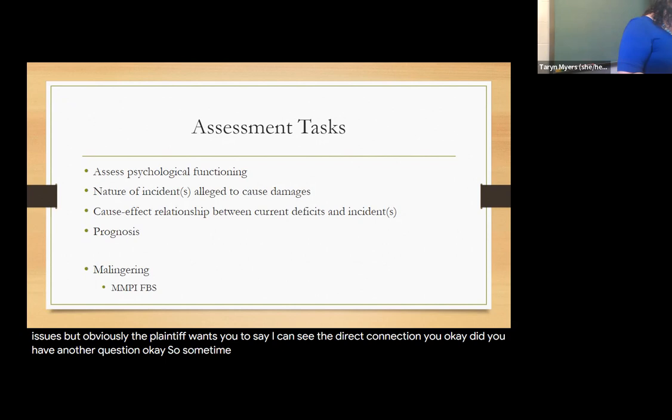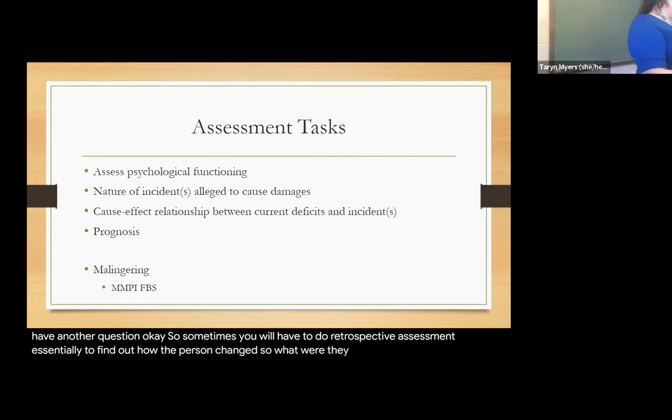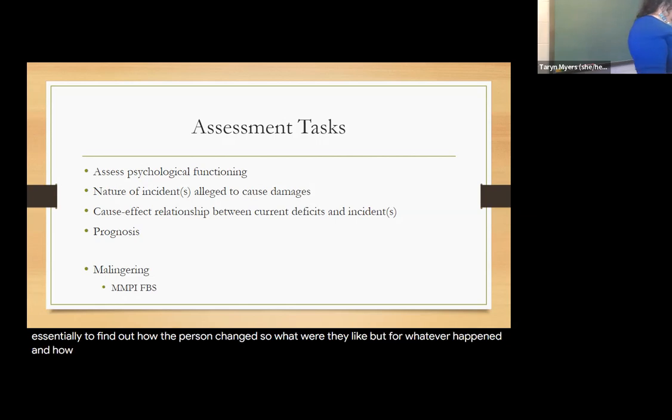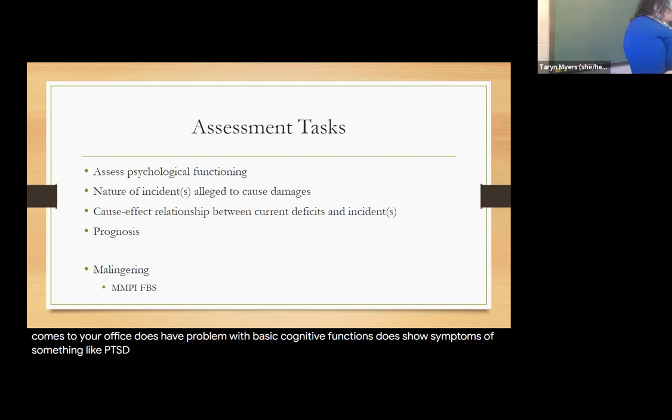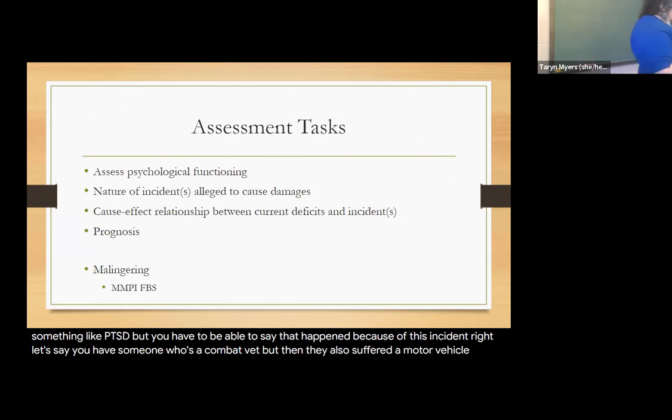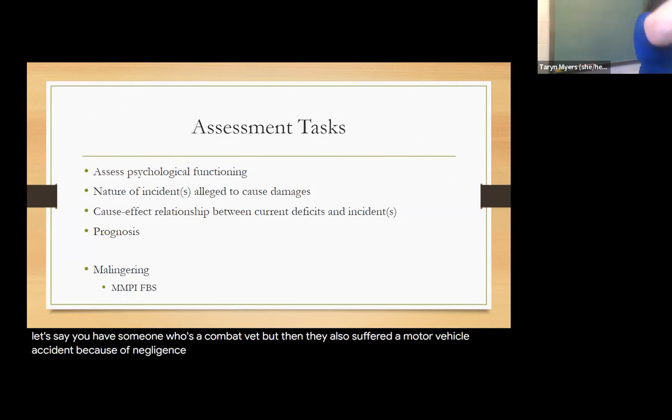So sometimes you will have to do retrospective assessments essentially to find out how the person changed. So what were they like before whatever happened, and how has that affected how they are now? Because it's entirely possible you get someone who comes to your office, does have problems with basic cognitive functions, does show symptoms of something like PTSD, but you have to be able to say that happened because of this incident, right? Let's say you have someone who's a combat vet, but then they also suffered a motor vehicle accident because of negligence. You have to be able to sort of parse apart the PTSD symptoms there.